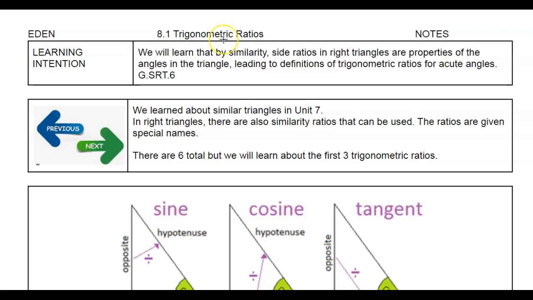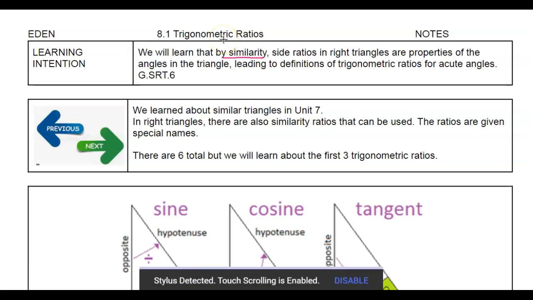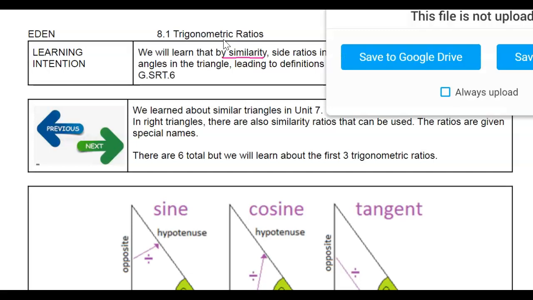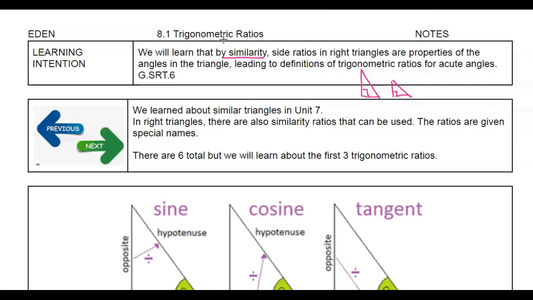Based on what we know about similar triangles, we can have right triangles that are different lengths, but because there is one right angle and all angles add up to 180, the ratio of the sides is going to be proportional, okay? That's what we learned before. What we're going to do next is learn about a specific ratio of sides that's true for all right triangles. Notice this is only applicable to right triangles, okay?